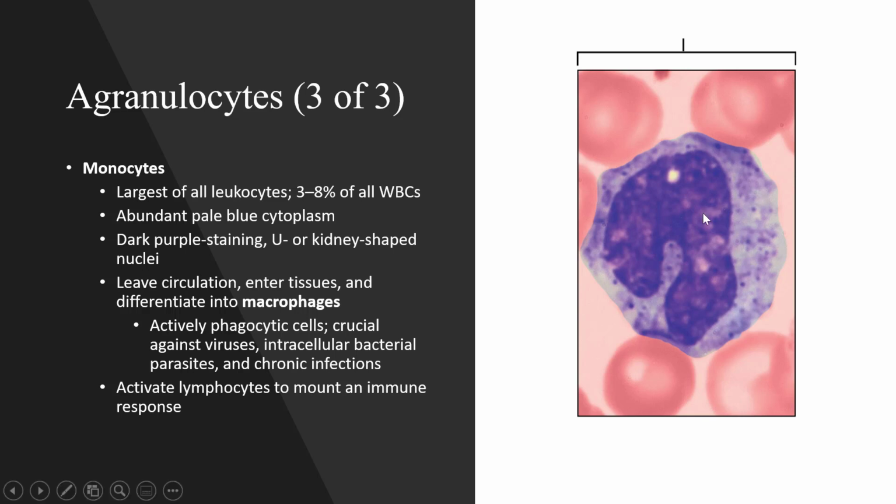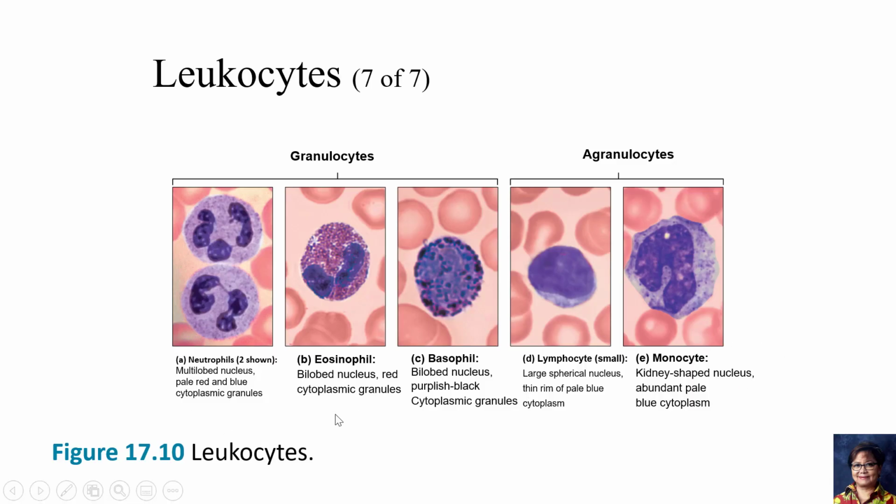And they leave circulation and differentiate into macrophages. They're actively phagocytic, and usually they take over the battlefield or the battleground after the neutrophil. Neutrophils are always the first ones in the battlefield, and monocytes take over in order to help the neutrophils. Okay, and they also activate the other lymphocytes to mount an immune response. So here's all of them, guys. You have your granulars, these are 3 granulars, and the agranulars.